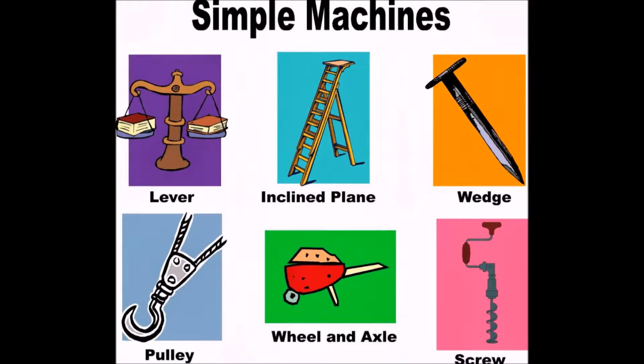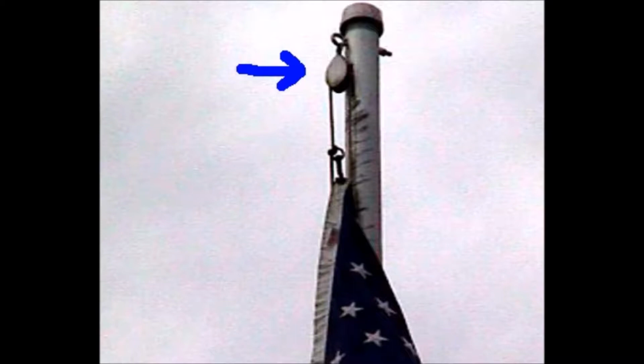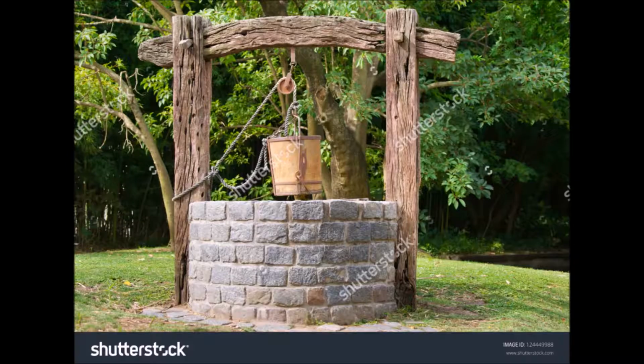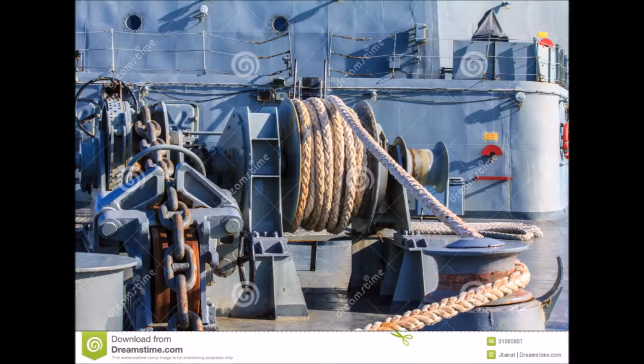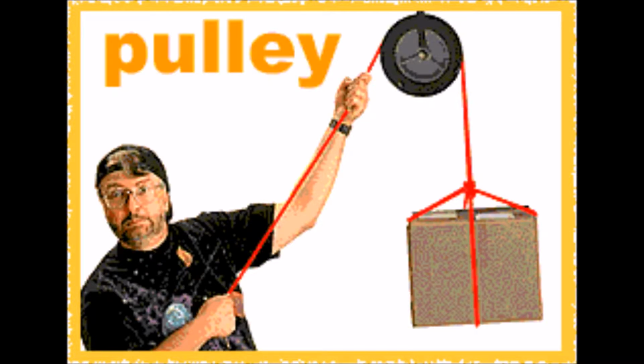The simple machine. Today let's talk about the pulley. The pulley can be found everywhere in the world today. On flagpoles, on cranes, on wishing wells, and on boats, and even more. The pulley system has been used for millennia.